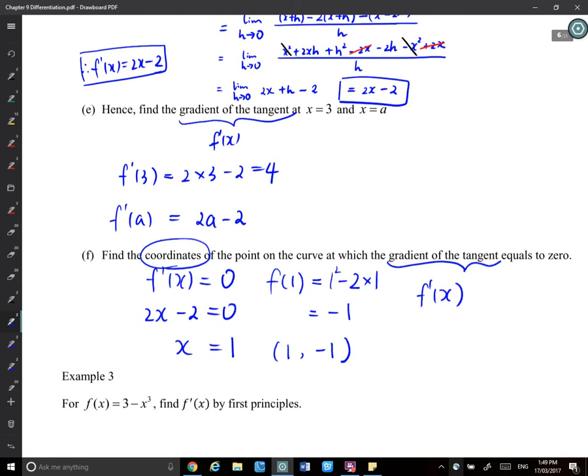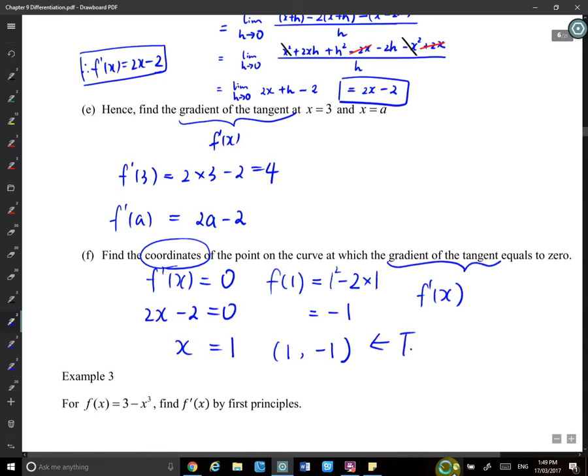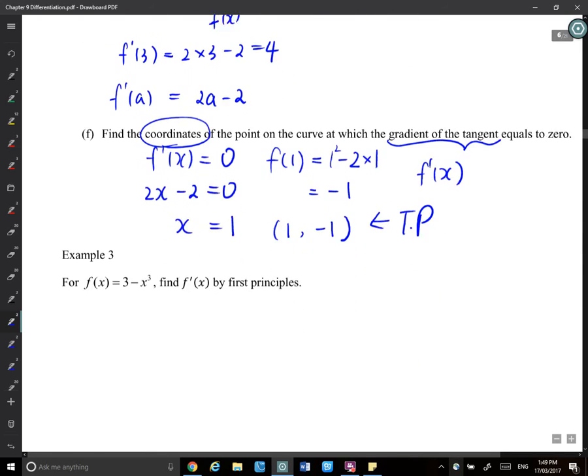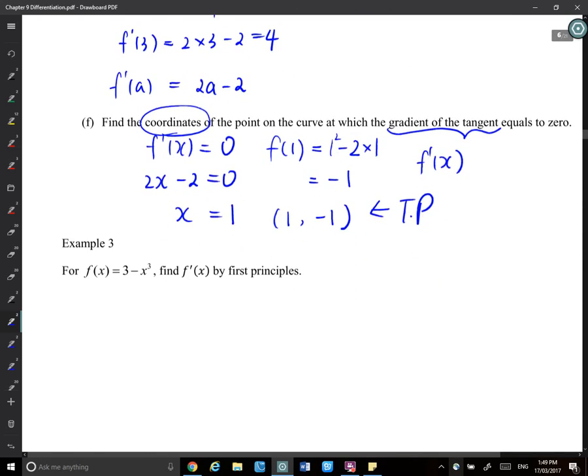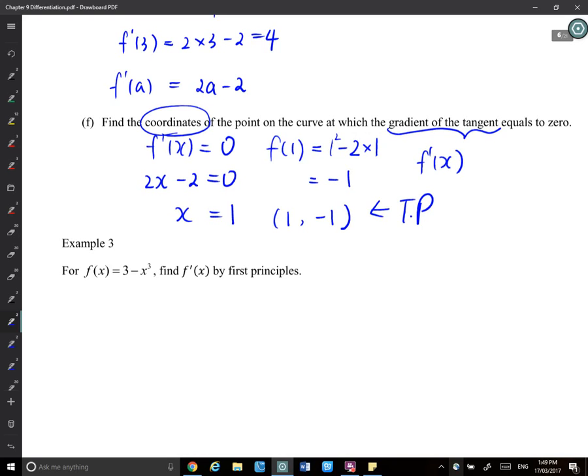And that's a quadratic. This point is the turning point. The turning point has a gradient of 0.